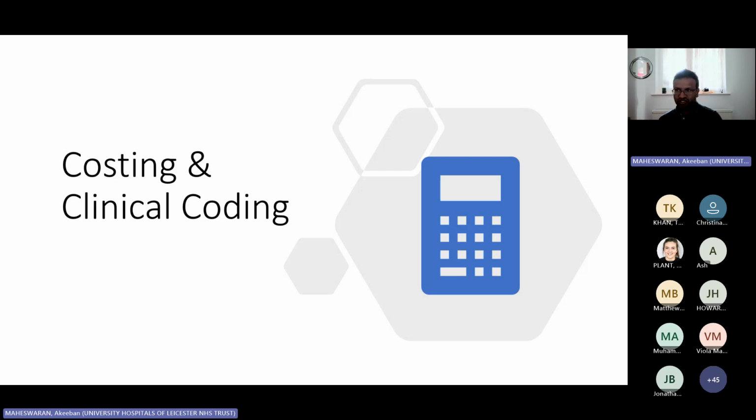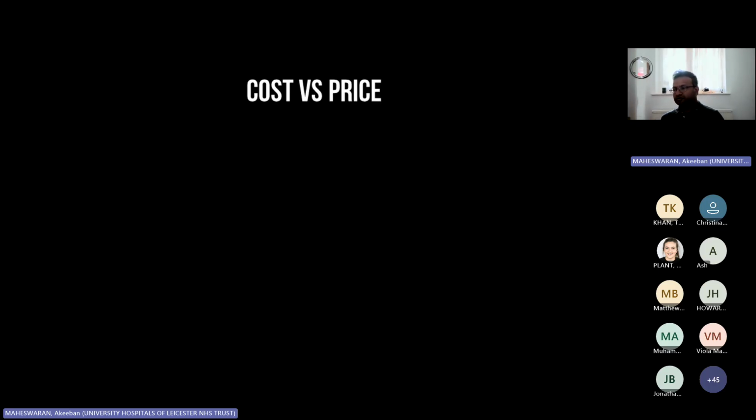Right, we're going to go into costing and coding. So my first question is, what's the difference between cost and price? It seems quite basic, but it's really fundamental to understanding, particularly the financial environment in the future in healthcare.